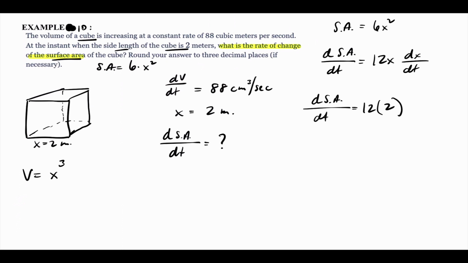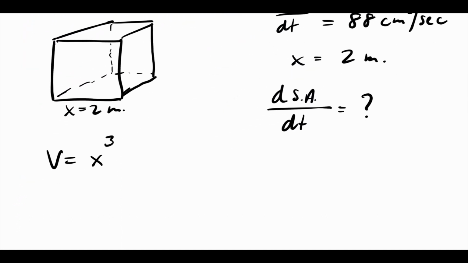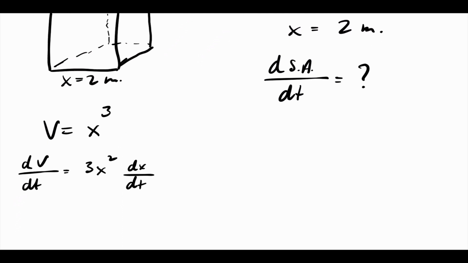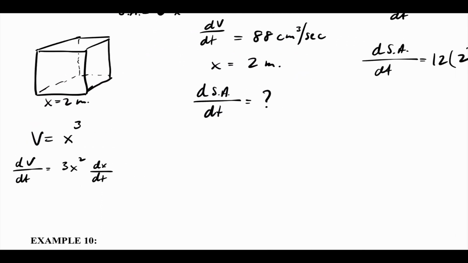So now what we've got to do is differentiate that, because that'll give me dx over dt. So dV over dt equals 3x squared dx over dt. I know what dV over dt is. They told me, 88. I know what x is, 2. I don't know what dx over dt is. I can solve for it, though. If you know what everything else is, you can solve for it.